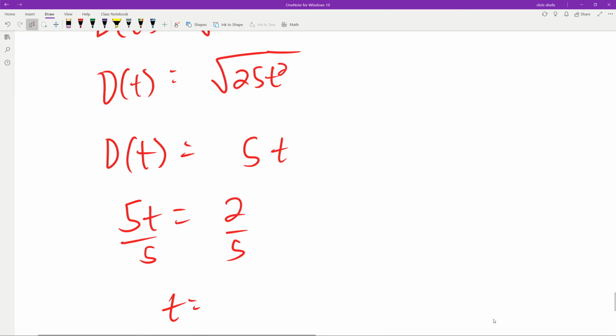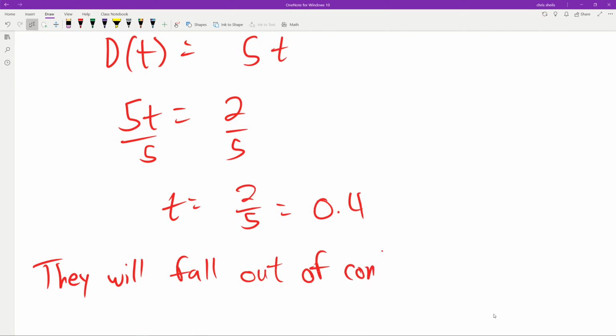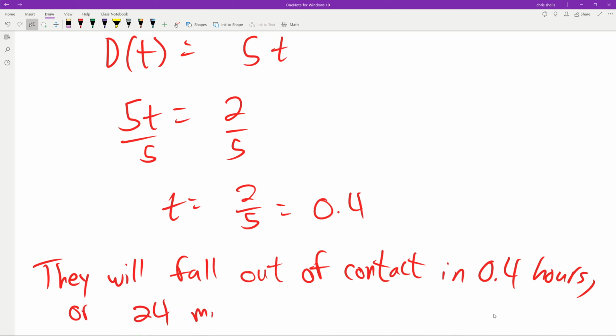t is equal to 2/5, or 0.4. So they will fall out of contact in 0.4 hours. Or if we wanted to say this in minutes, this would be 24 minutes.